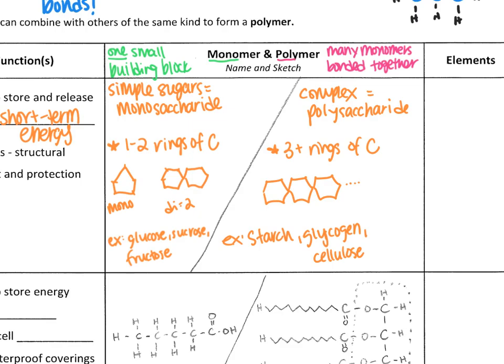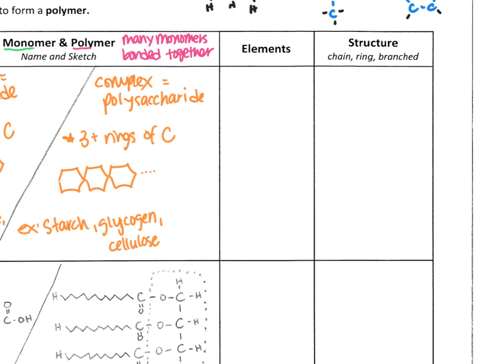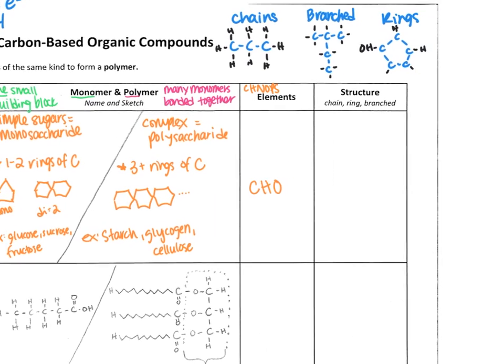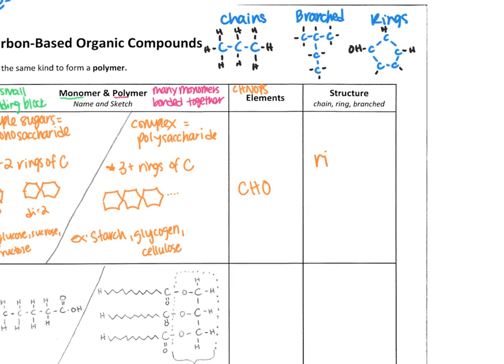The elements that are found in carbohydrates include carbon, hydrogen, and oxygen. And when we talk about elements, remember that we're talking about CHNOPs, okay? And the three CHNOPs elements found in your carbohydrates are CHO. Again, we've talked about the structure of the monosaccharide and polysaccharide being rings of carbon. So for structure here, you could write rings. You'll eventually find that some polysaccharides might be many rings in branches. So you could write rings and branched or branches of rings.